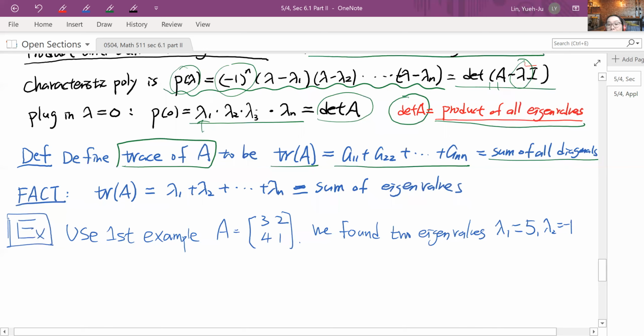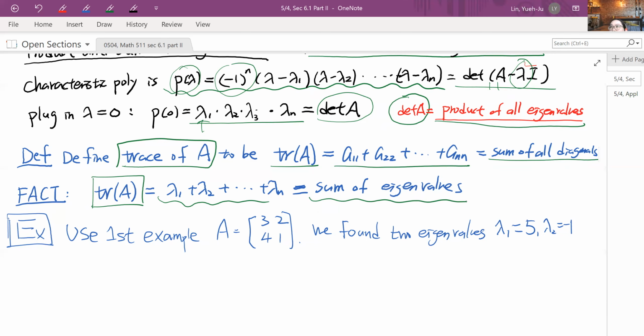Whenever you give me an N by N matrix, I add up all the diagonal entries, then it's called the trace of A. It turns out that the trace of A is also closely related to the eigenvalues, because the fact is the trace of this matrix A will always be the same as the sum of all the eigenvalues. Okay, so you can see that's why eigenvalues really tell you a lot of information, right? For example, you don't even have to compute the determinant of A, because by knowing the eigenvalues, you already know the information.